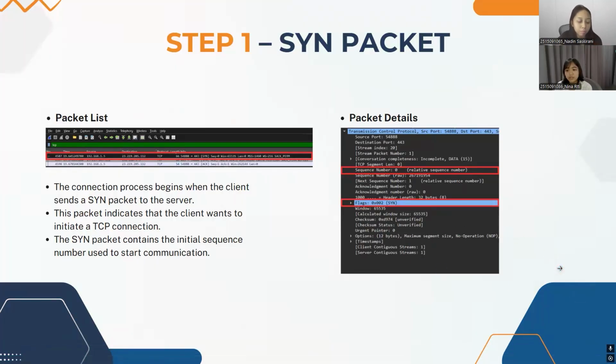In the TCP three-way handshake, the SYN packet is the first step. The client sends a SYN packet to the server to start the connection, and this packet indicates that the client wants to initiate a TCP connection, and it also contains the initial sequence number used to start communication.